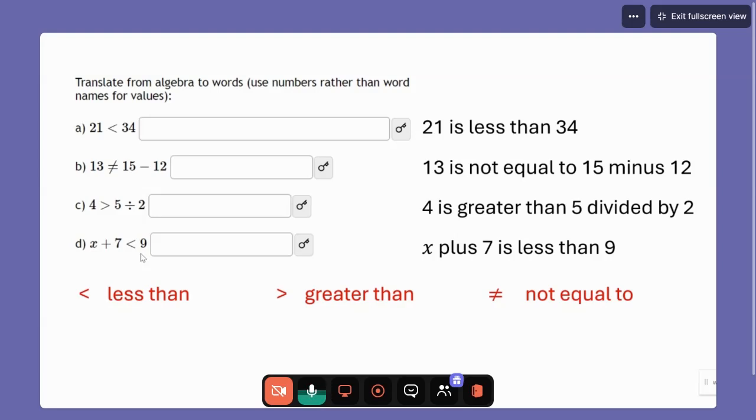So for example, x is 1 would work because 1 plus 7 is 8, which is less than 9. X is 1.5 would work because 1.5 plus 7 is 8.5, which is less than 9. But x is 3 would not work because 3 plus 7 is 10, which is not less than 9. Also, x is 2 wouldn't work because 2 plus 7 is 9. 9 is not less than 9, right? So that's how we would interpret that phrase in terms of how it affects what x can be.